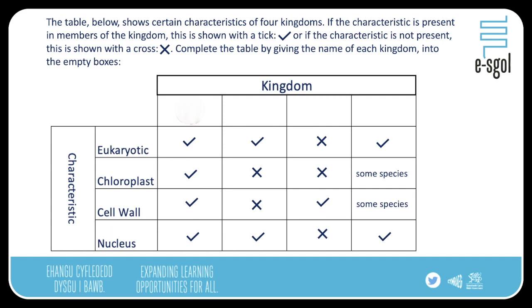Box 1. Eukaryotic, tick. Chloroplast, tick. Cell wall, tick. Nucleus, tick. The answer is plantae, but the examiner will accept plant. Box 2. Eukaryotic, tick. Chloroplast, cross. Cell wall, cross. Nucleus, tick. The answer is Animalia, but the examiner will accept animal.